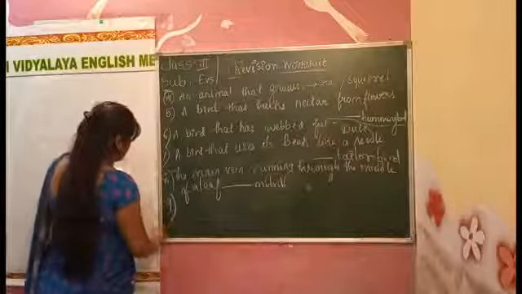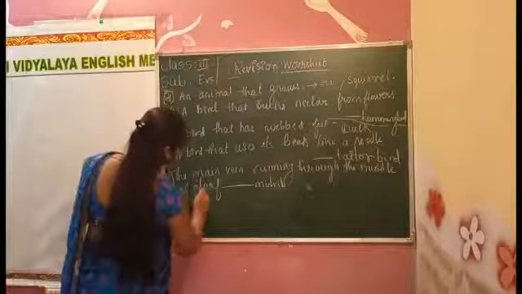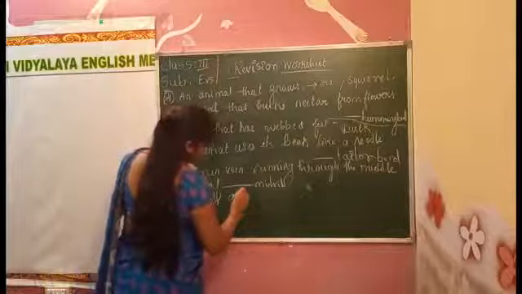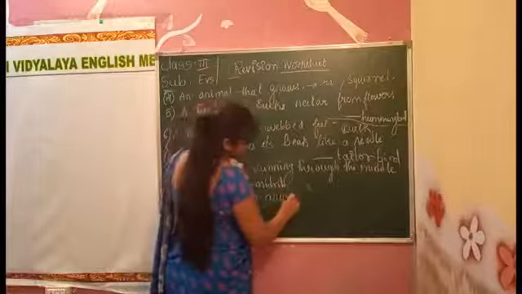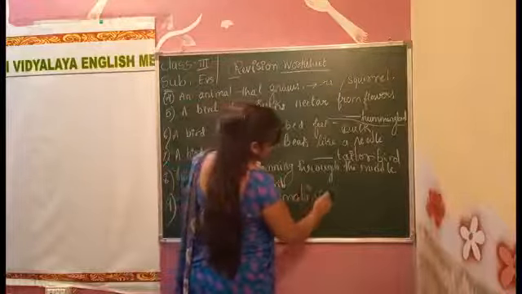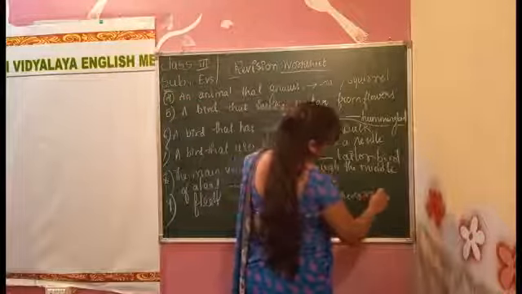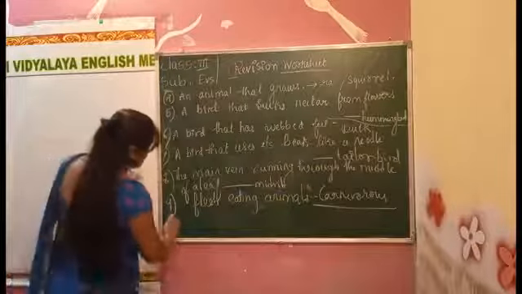Next one, ninth one. The flesh eating animals. Who is that flesh eating animal? Carnivorous. Which are those? Tenth one, the last one.